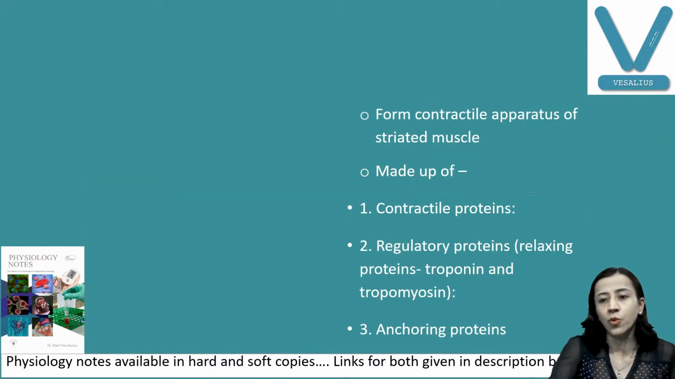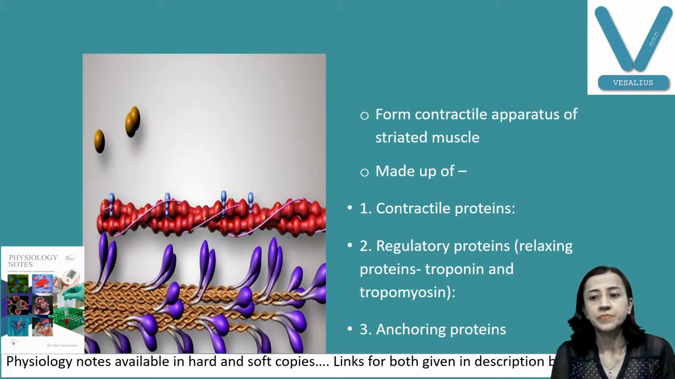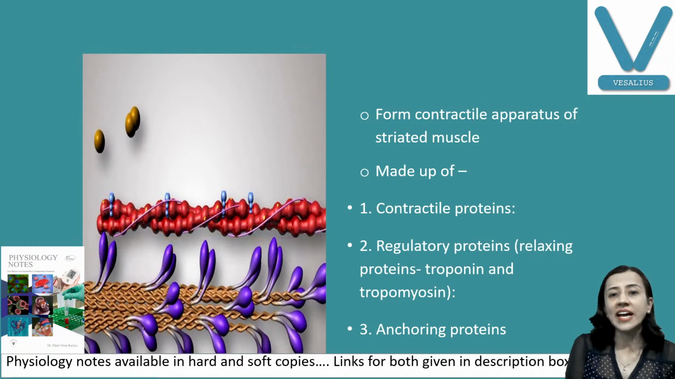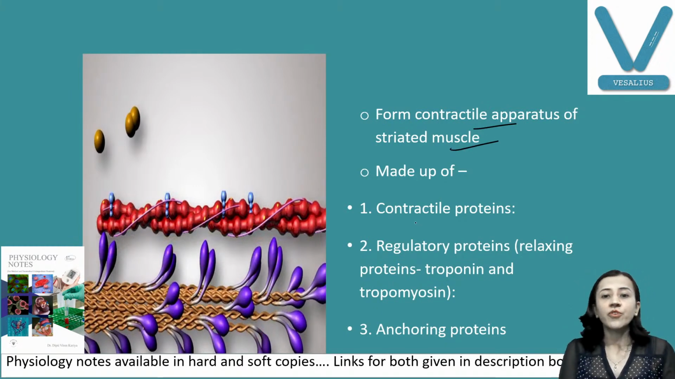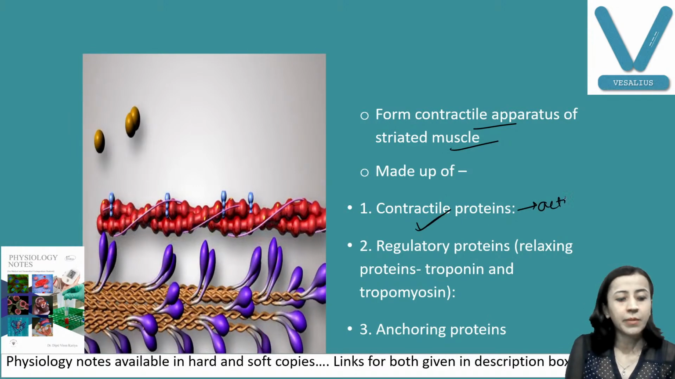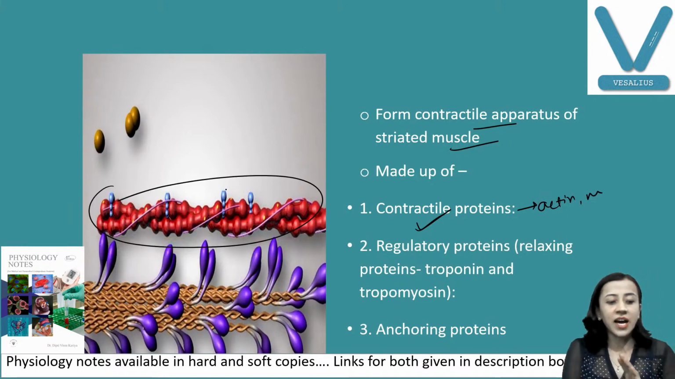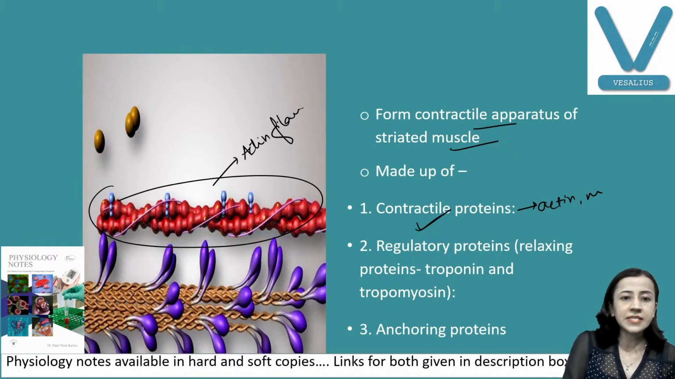Fine. Now we'll discuss various filaments of the sarcomere. These filaments form the contractile apparatus of the skeletal muscle. These are made up of contractile proteins. Contractile proteins are actin and myosin. You can see here, this is actin filament. What are the components of actin filament? I will discuss. Actin filament. And this is your myosin filament.